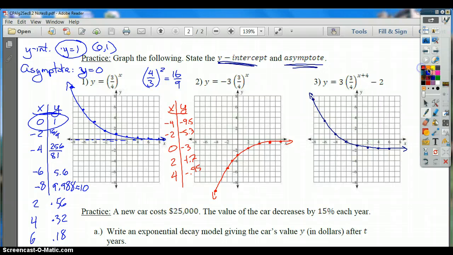Okay? So let's go to the red graph. Let's start with our y-intercept. Y-intercept here is 0, -3. That one's pretty good. How about our asymptote? So this one looks like, again, it's getting really close to this line, where the x-axis. That's y equals 0.